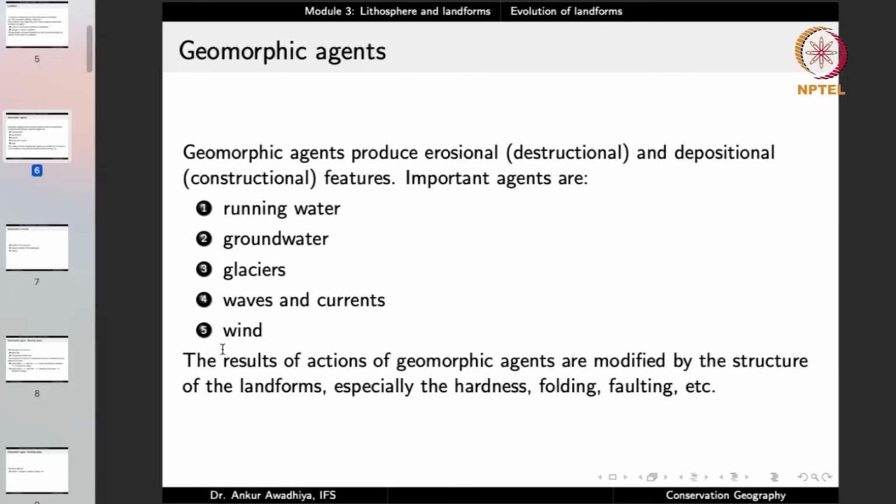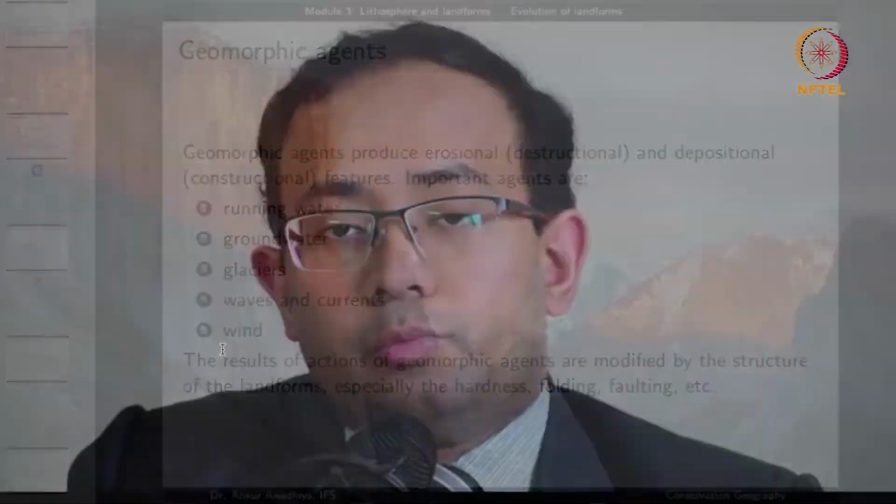And the results of actions of geomorphic agents are modified by the structure of the landforms, especially the hardness, folding, faulting, and so on. So basically, the geomorphic agents such as running water or wind, they produce changes. These changes can be destructional changes, in which case the landform is being degraded down, the relief is being reduced, or they can lead to constructional changes where something is being deposited somewhere.